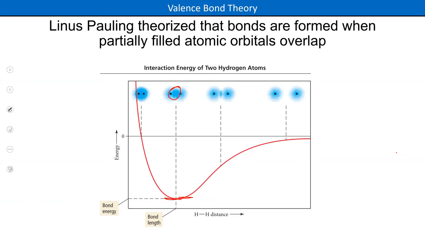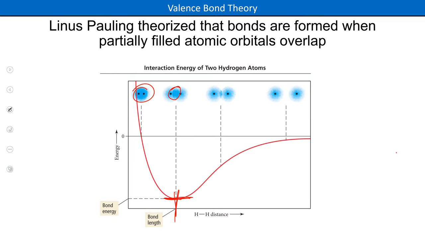It seems like we could get these orbitals to overlap better if we got those nuclei even closer together. But why would the energy start going up? Why would it get less stable after a certain point? What starts happening is when you keep bringing the hydrogens closer and closer together, they hit a certain point that we call the bond length.